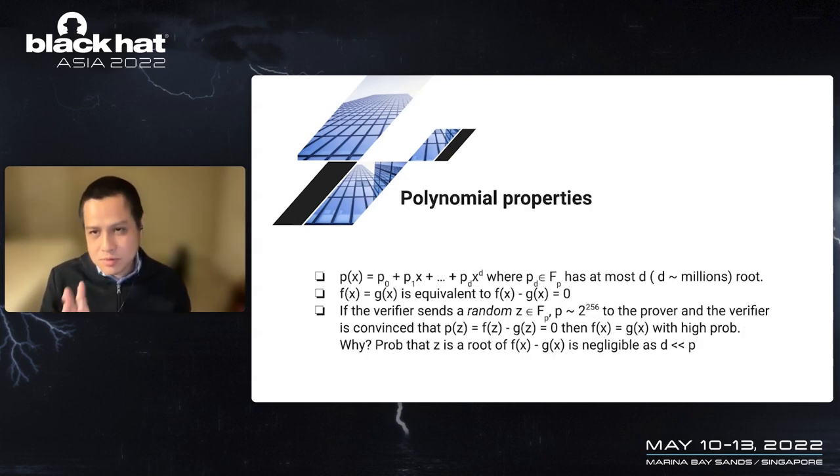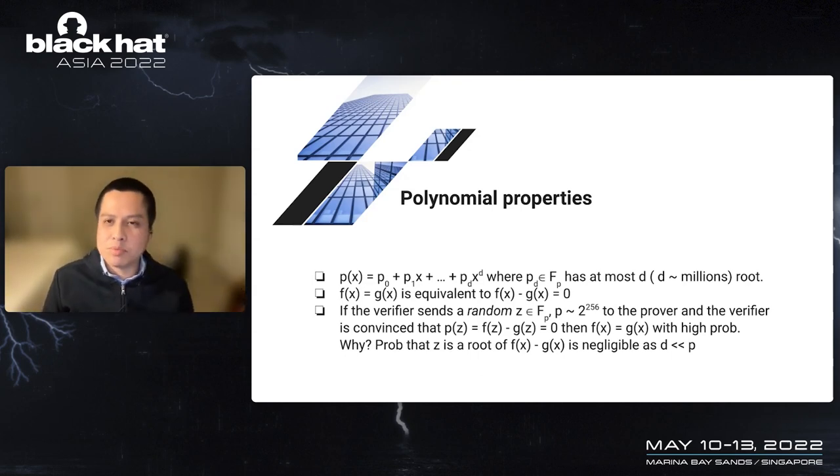Then there are some cool properties of polynomials that are used all the time in ZKP. Let's say you have a polynomial over a finite field. For people who don't know what a finite field is, you can think of it as modulo a prime number. A polynomial of degree D has at most D roots, right? It doesn't have more than D roots. That's very basic, in the math book. And typically, when people talk about two polynomials being equal to each other, basically their difference is zero. It's the same thing, just different language, okay?